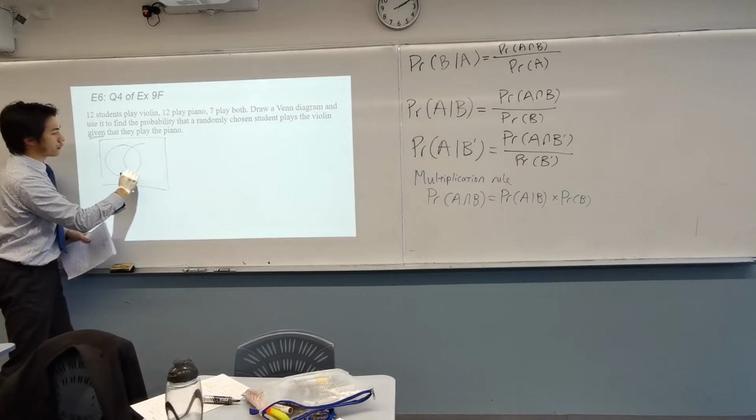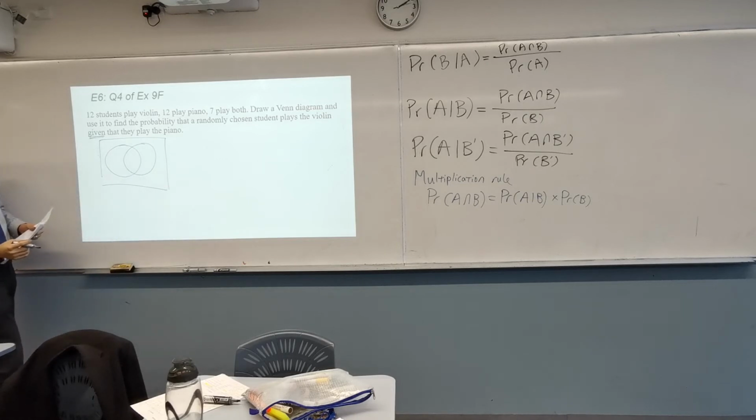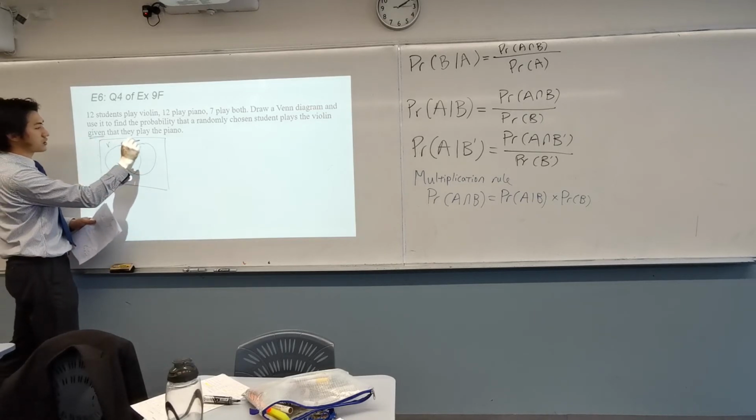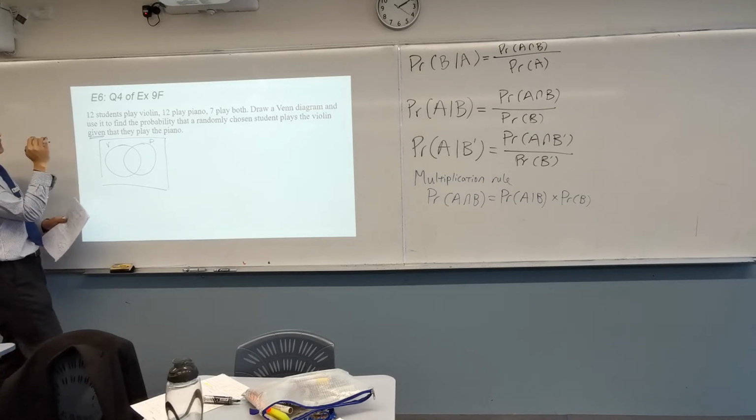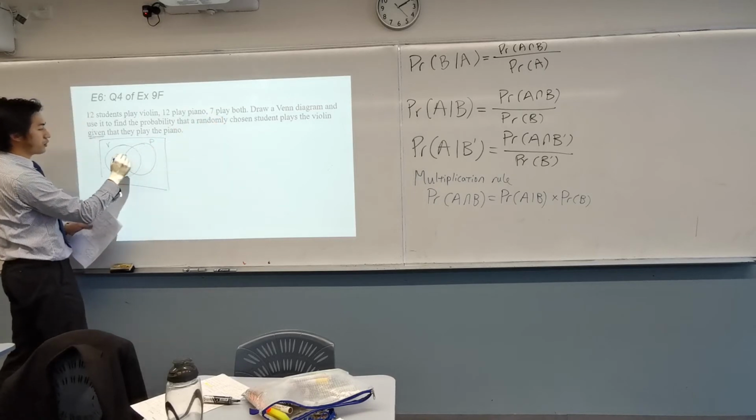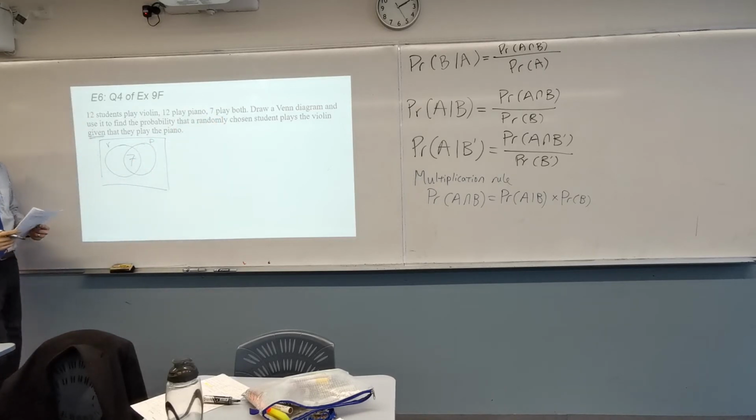We know that there's an overlap because some students play both, and I'm just going to label the events with their capital letters, V and P. Okay, let's populate this. I know that 7 students play both, fit that at the center. 12 students play violin.